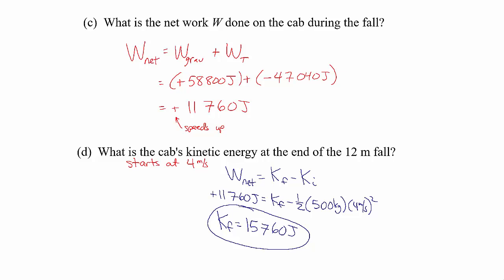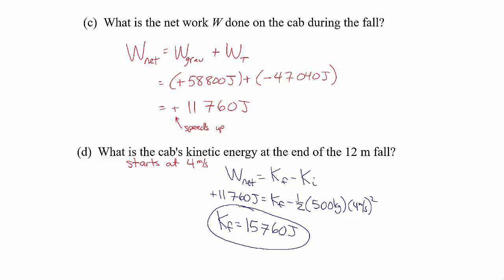We added kinetic energy to it. Again, gravity added some kinetic energy. The tension took away some kinetic energy. Overall, there was a net addition of kinetic energy. The net work was positive. And so it gave us the final kinetic energy.